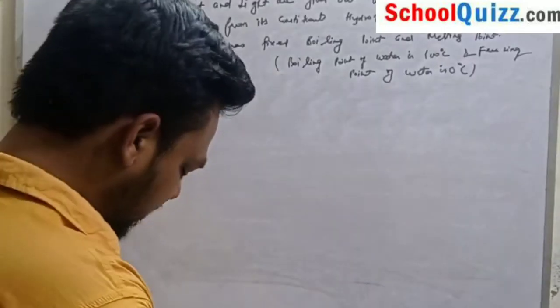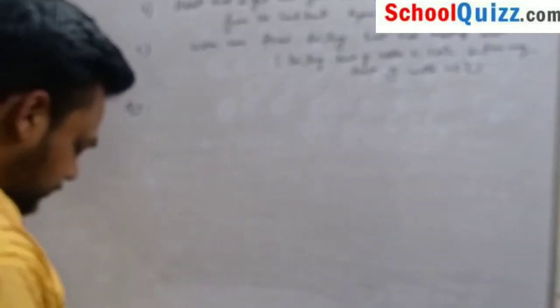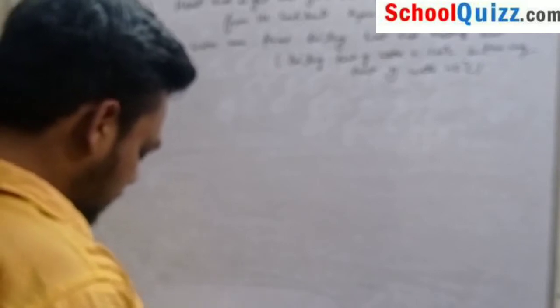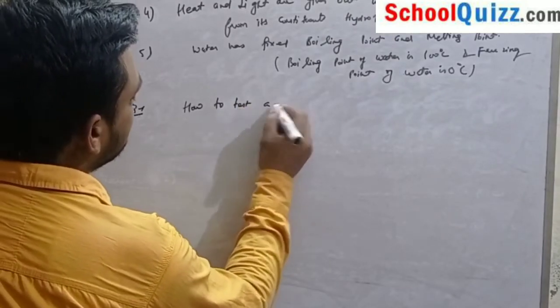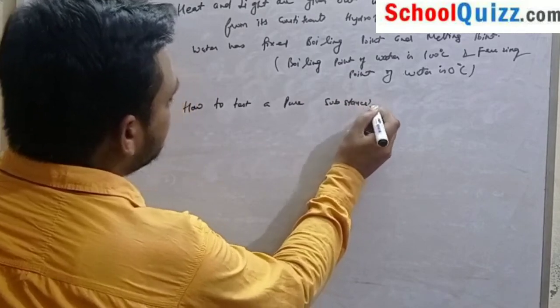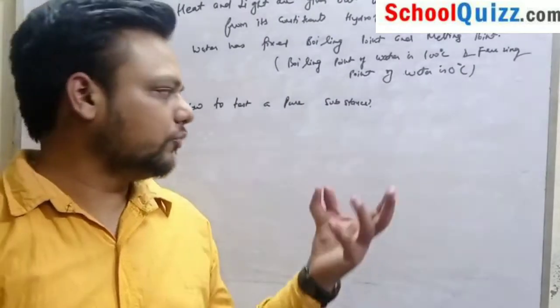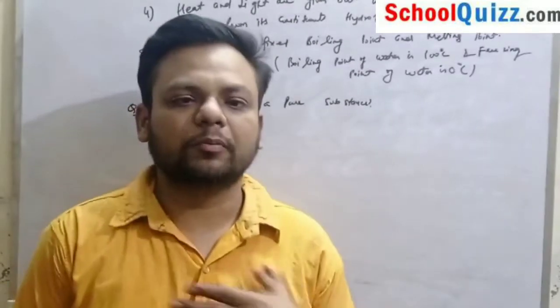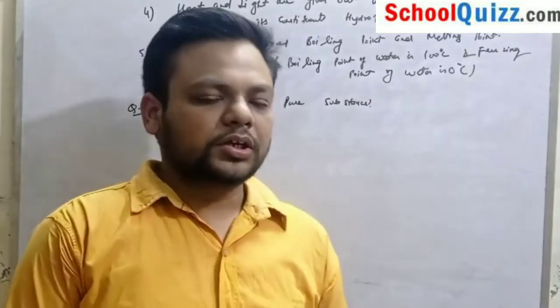Now we will move to question number two, which we will discuss. It's a very, very important question also. That is, how to test for a pure substance. It's a very important question from the paper point of view and also from the understanding point of view, that how we will test that it is a pure substance.